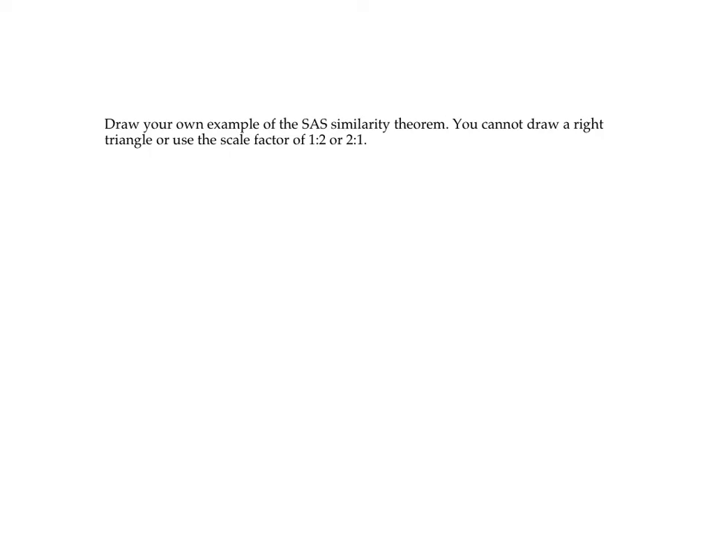Okay, just in case you couldn't come up with one on your own, here's an example for you. My first triangle, I'm going to call it triangle ABC, just to keep it easy. And I'm going to tell you that this angle is 110 degrees. And these two sides are 8 and 16. And notice how I'm using the sides that make up that angle. So that's side, angle, side.